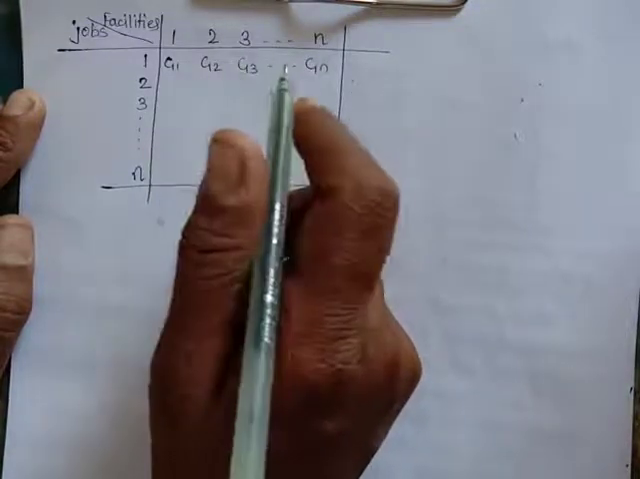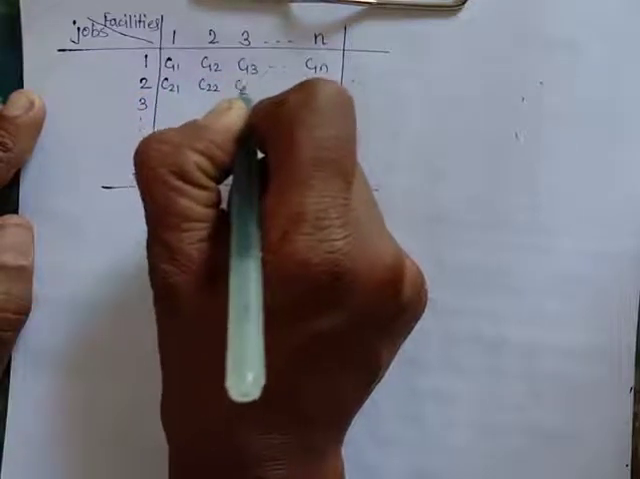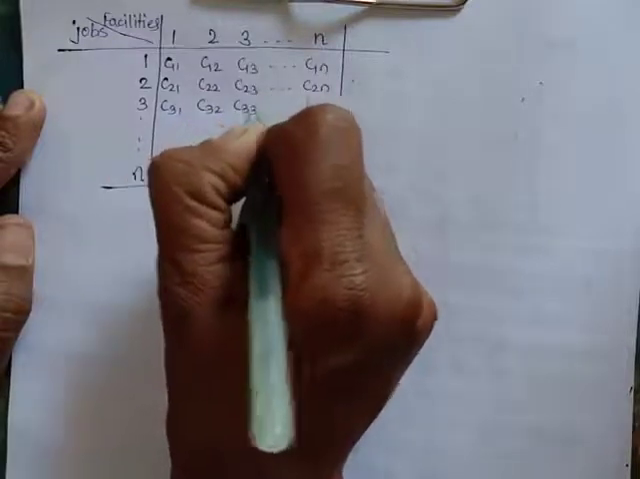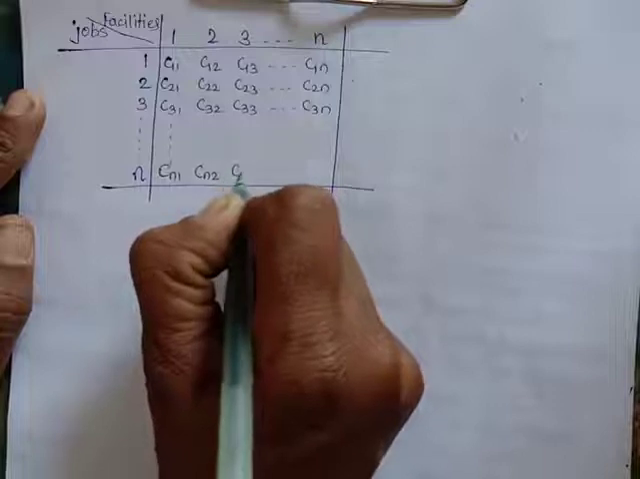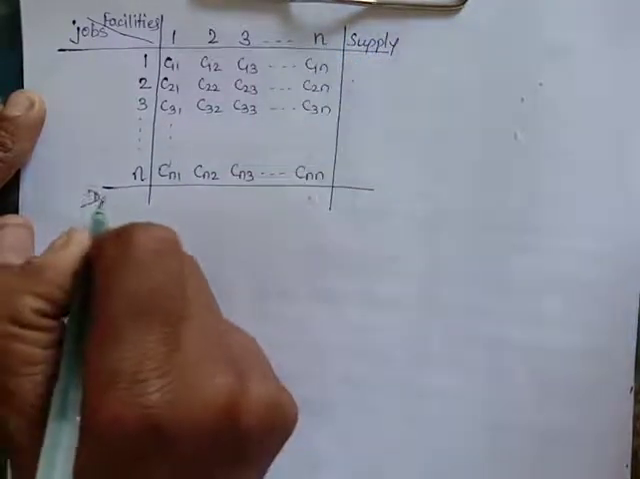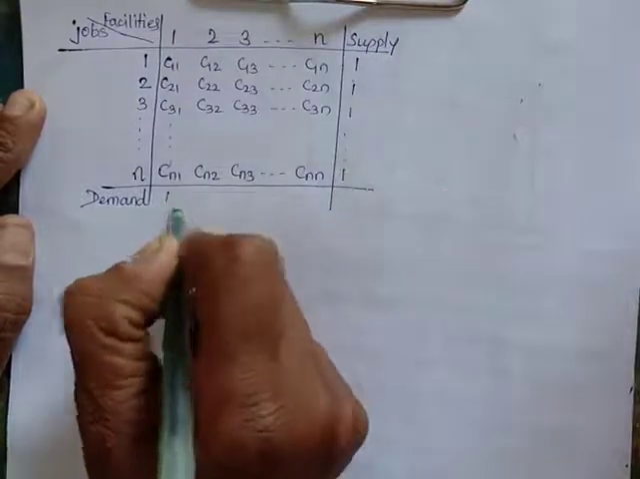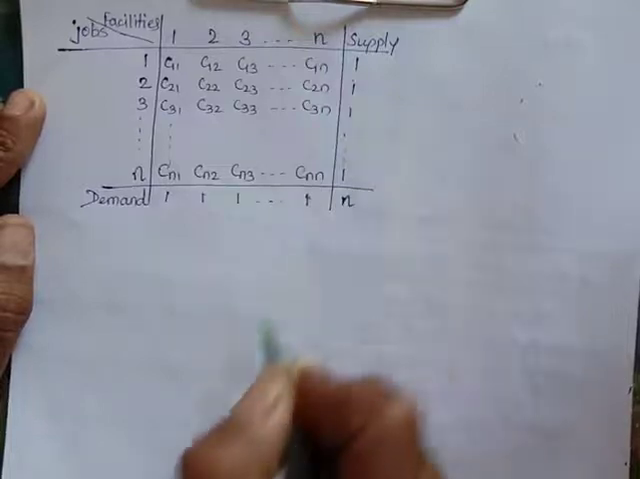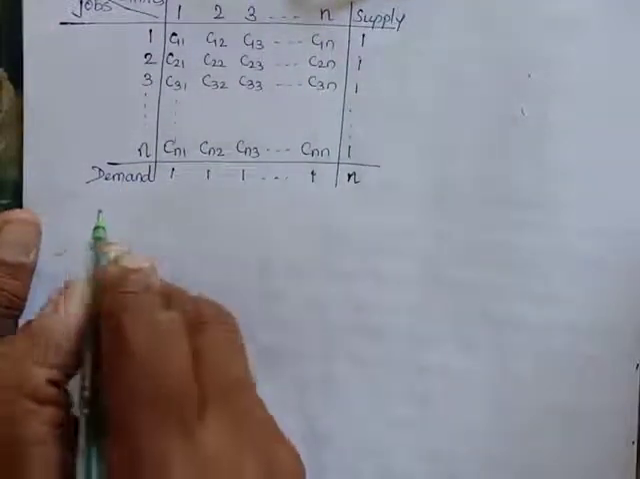So we are seeing the generalization for a balanced assignment problem. This is C21, C22, C23 and so on up to C2n. C31, C32, C33 and so on up to C3n. Then Cn1, Cn2, Cn3 and so on up to Cnn. And here supply and here demand. According to the condition of the assignment problem, the supply should be one for each, and the demand is also one for each. So it will become balanced. The sum of supply and demand should be n, because these ones occur n times. Now let's see further.